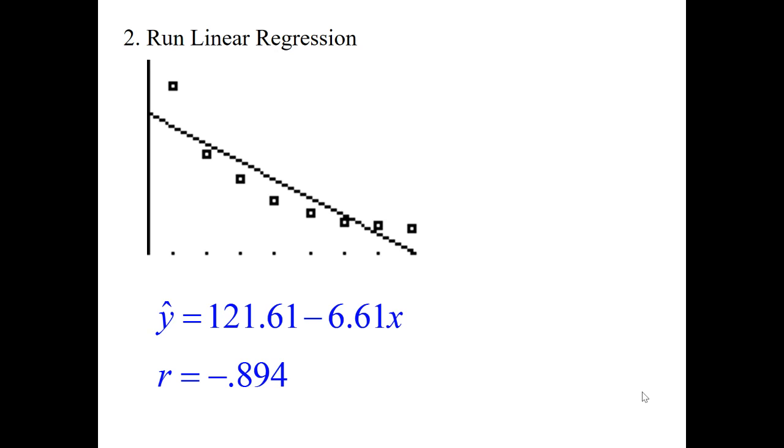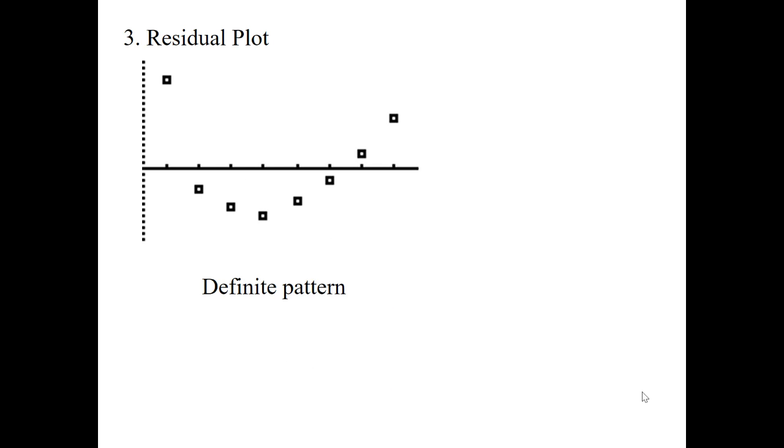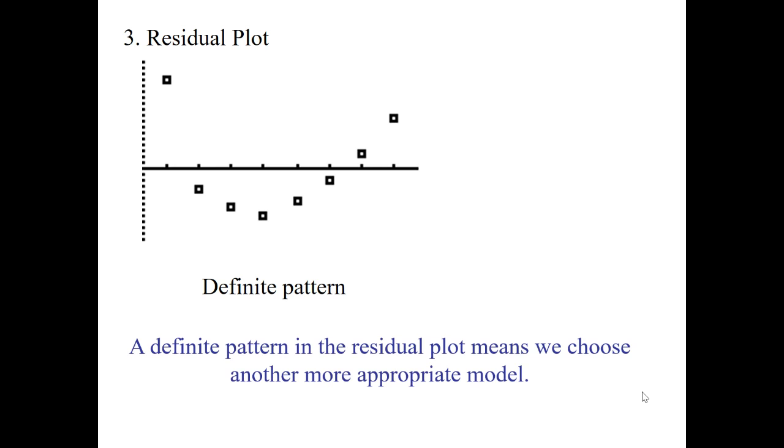My r is negative 0.894, so my r squared is about 0.8. If I look at my residuals, clearly there's a pattern. As we've said in residuals, we don't want patterns in residuals. So I need to choose a more appropriate model.